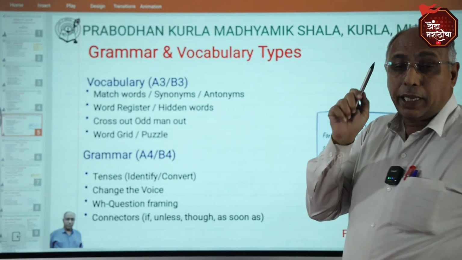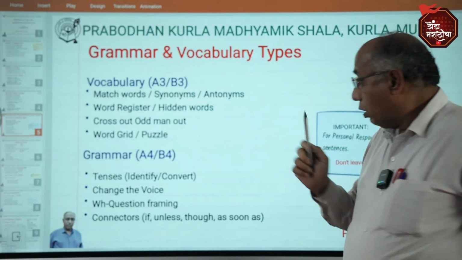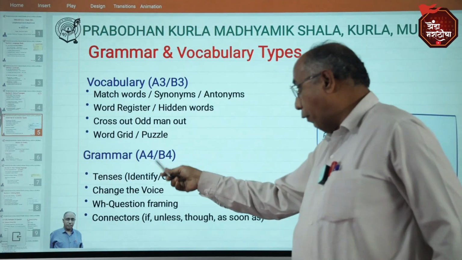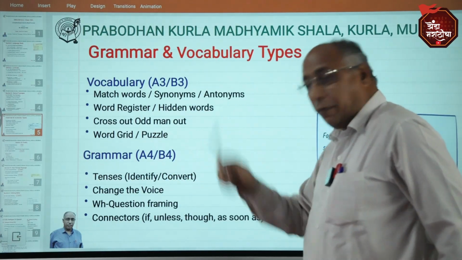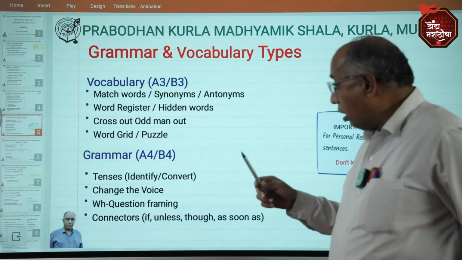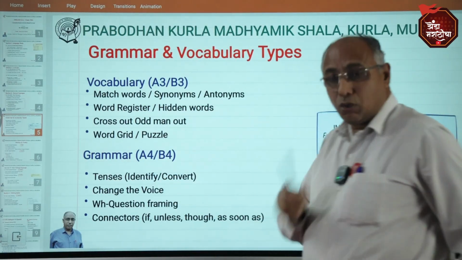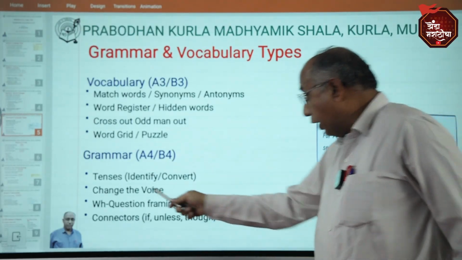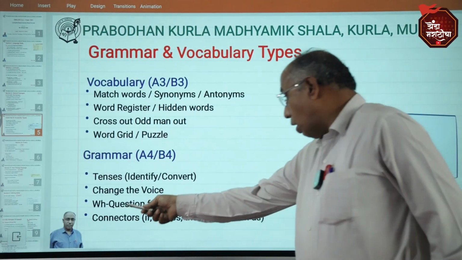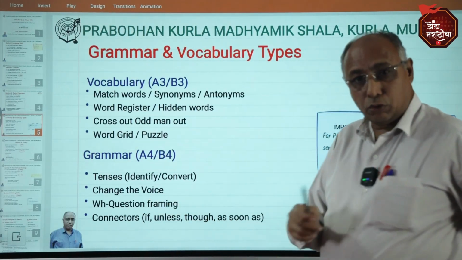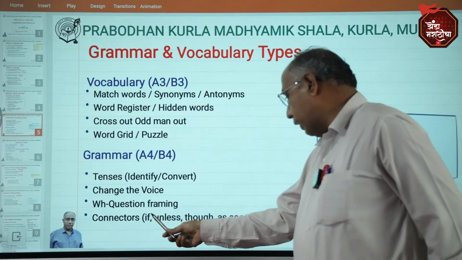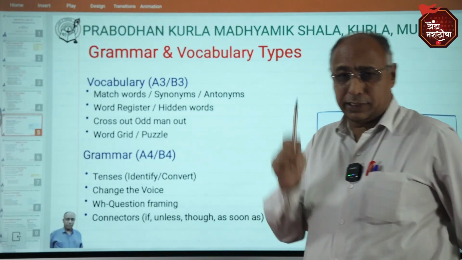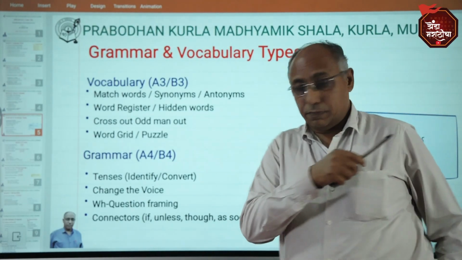Reading the passage very carefully. Right now, let us go to see the grammar section, that will be activity number 4, means A4 or B4. That will include tenses to identify or to convert into another one, or change the voice, WH type questions to be framed, or connectors like if, unless, though, as soon as, and like that. Different kinds of grammar will be asked in this activity number 4.